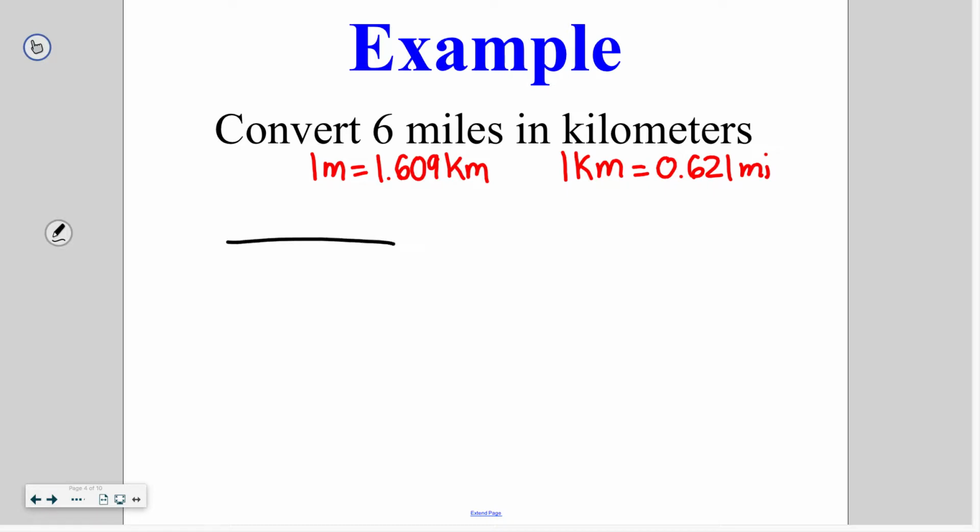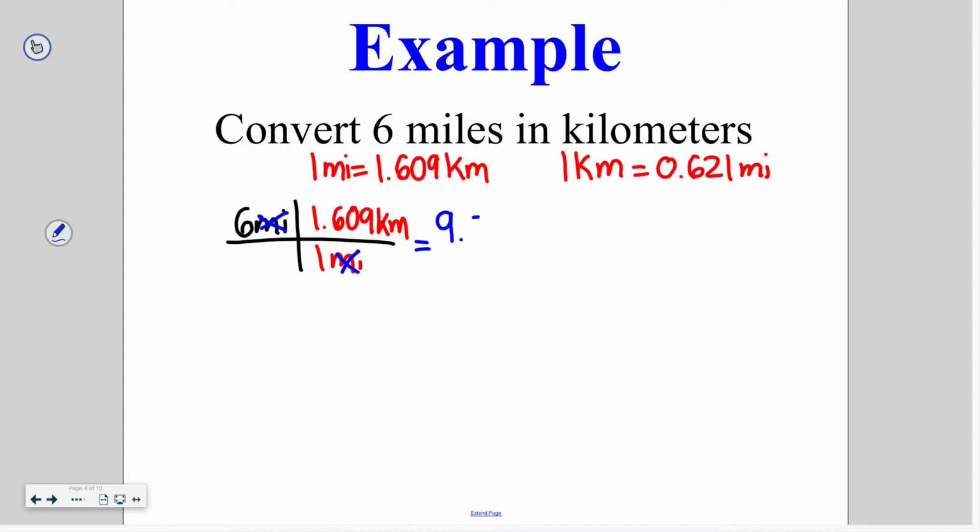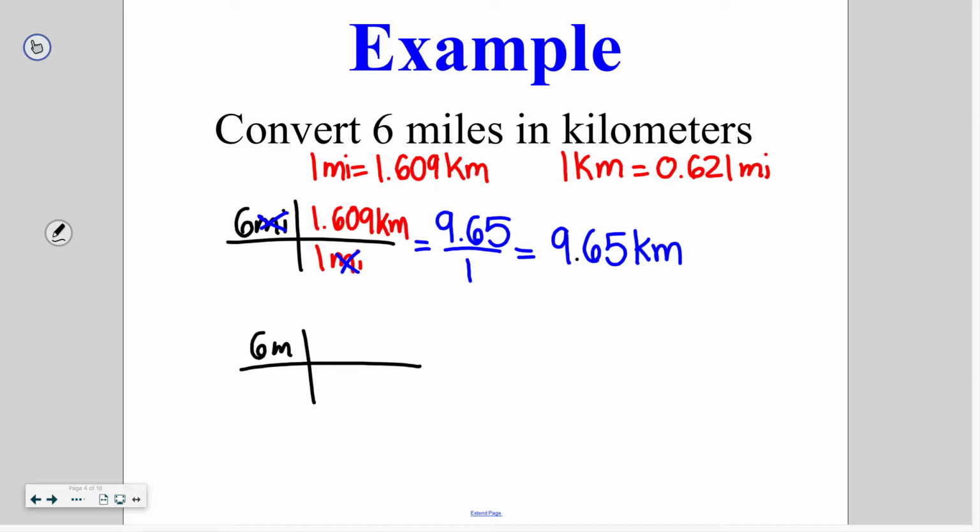So for our first option, we're going to say we have 6 miles, and I'm going to trade that in 1 mile at a time. So I'm going to say 1 mile is equal to 1.609 kilometers. We are done with our conversion there because the units of miles and miles cancel out, giving us kilometers to finish. So I'm going to go ahead and do 6 times 1.609, which gives me 9.65 after rounding, over 1. And our final answer is 9.65 kilometers.